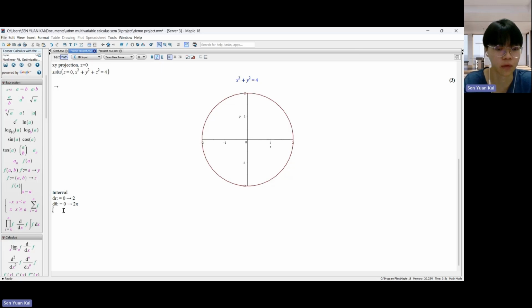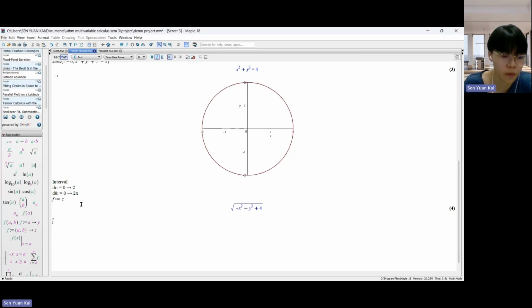And then we proceed to the function. And then press enter, we will get this function. Now we will continue with the function. And we will sub x squared plus y squared equals r squared into this function.